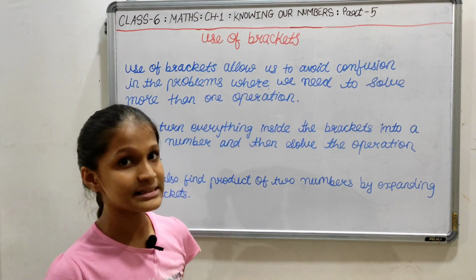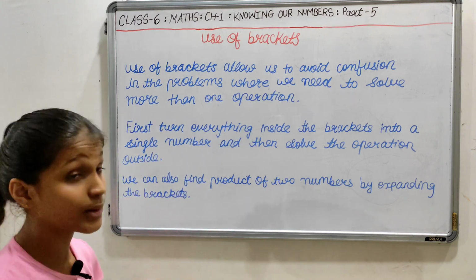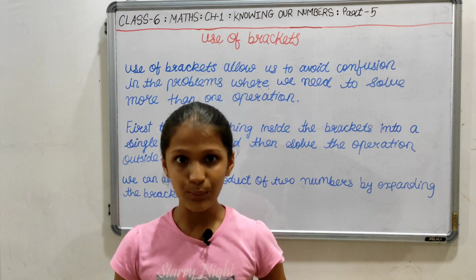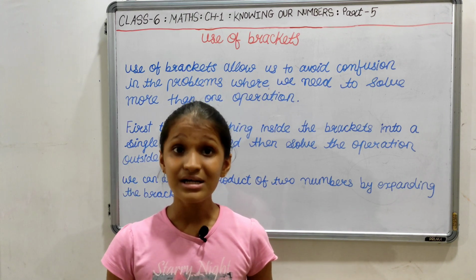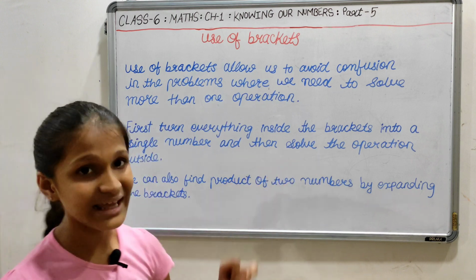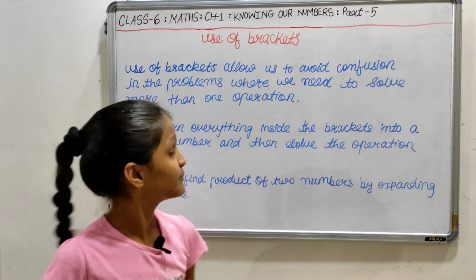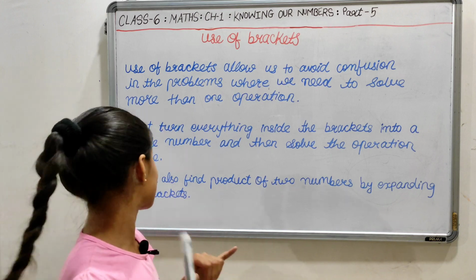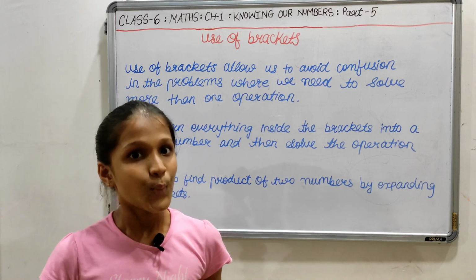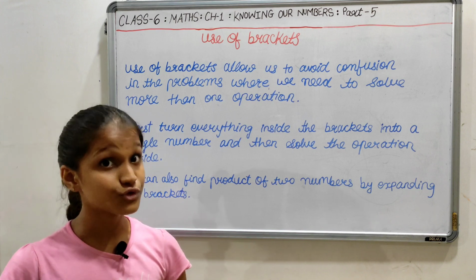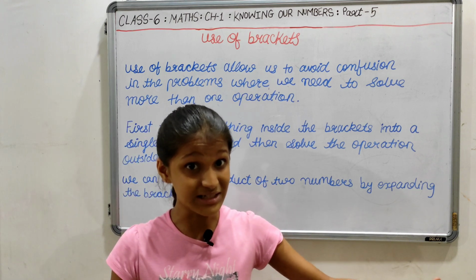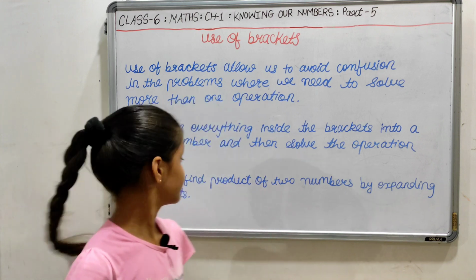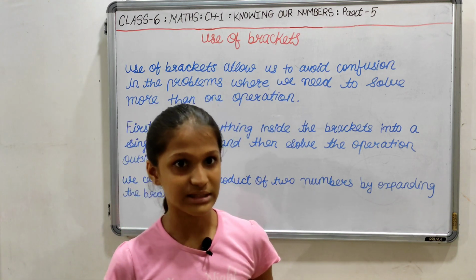First turn everything inside the brackets into a single number. So inside the brackets, everything we have to turn into a single number, and then we will solve the operation outside. We can also find the product of two numbers by expanding the brackets. So we can expand the brackets, solve the problem and find out the product.